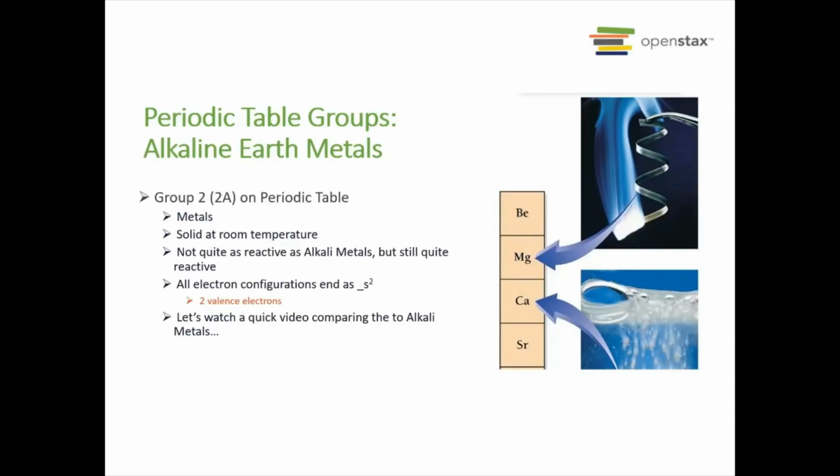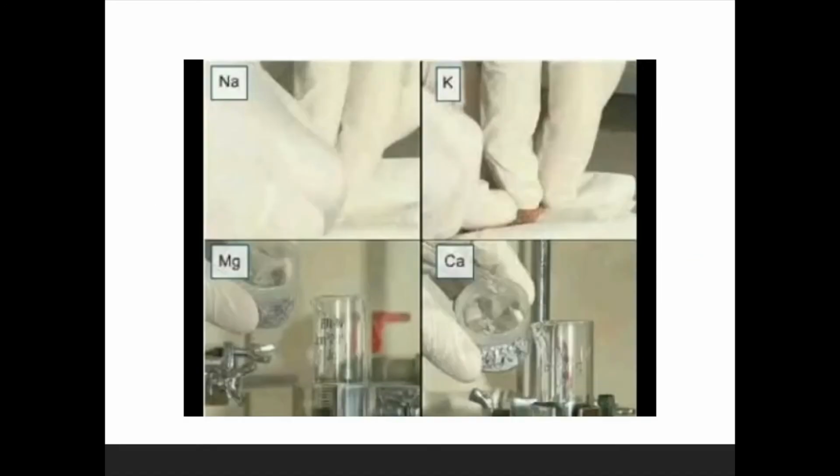Very, very reactive. So then let's now talk about group 2 or 2A in the periodic table. These are called the alkaline earth metals. These are also solids at room temperature. Not quite as reactive as our alkali metals, but still very reactive. And now I have a quick video comparing them to the alkali metals.